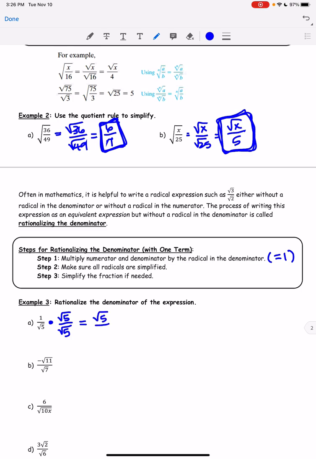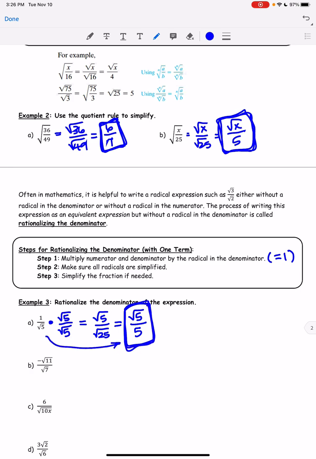Square root 5 times square root 5 is square root 25. I can't do anything to the top, so that's going to stay as square root 5, and then the square root of 25 is 5. This is my final answer.